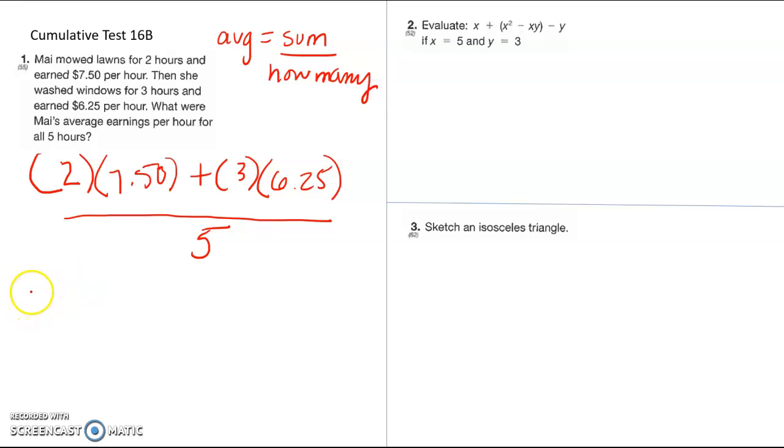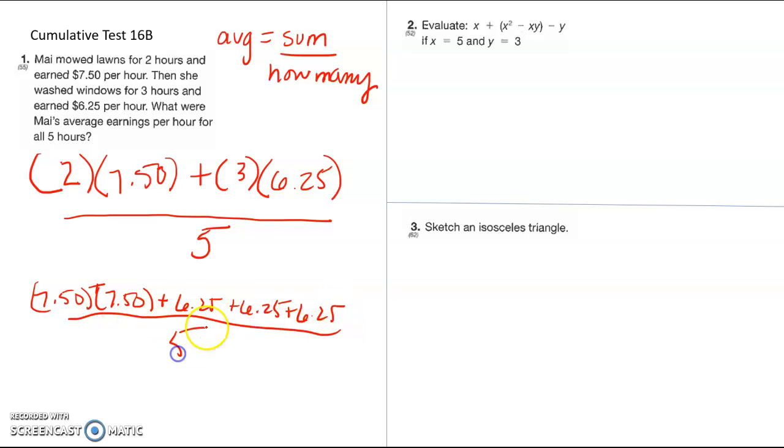So if you wanted to add these up, you could. So you have $7.50 plus $7.50 plus $6.25 plus $6.25 plus $6.25 all over 5. Or you can use multiplication, which is your shortcut to adding. But the answer to this whole thing is $6.75.